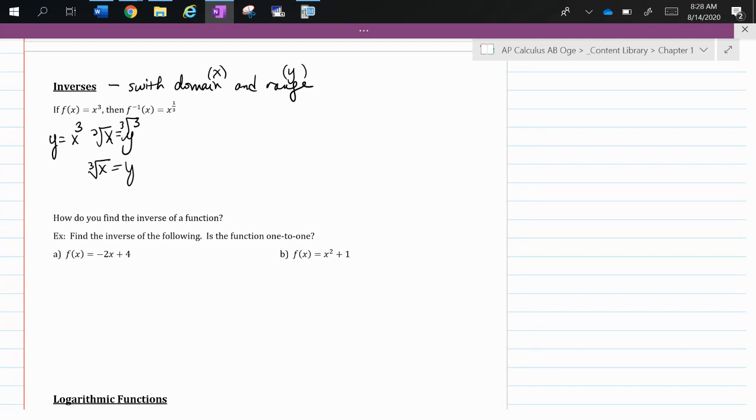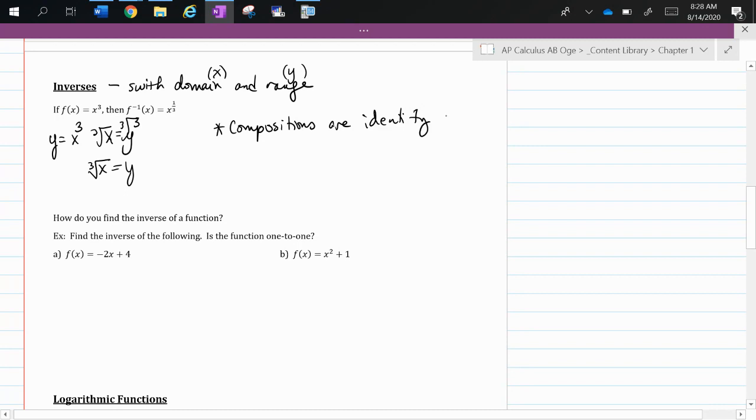So what do we know that's special about inverse functions? We know that their compositions are the identity function. So let's talk about what that means, what the identity function is. The identity function is y equals x.